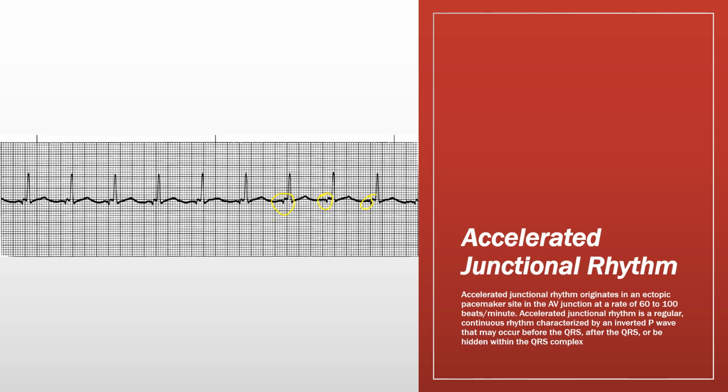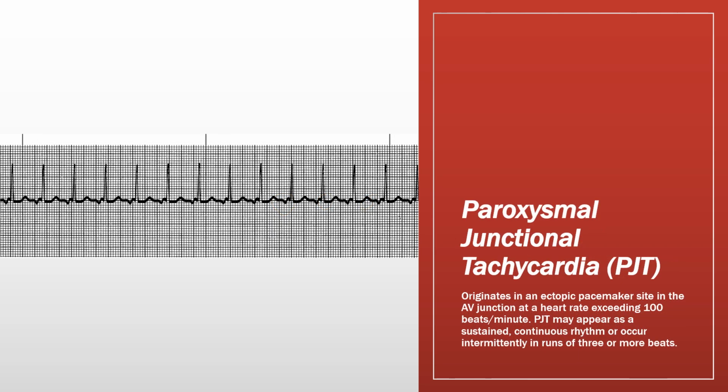And then lastly, paroxysmal junctional tachycardia, PJT. So basically a junctional tachycardia, it's where you again have inverted P waves before, after, or hidden in the QRS, but our rate is now over 100 beats. So you can see the inverted P waves. This one is before the QRS, okay?